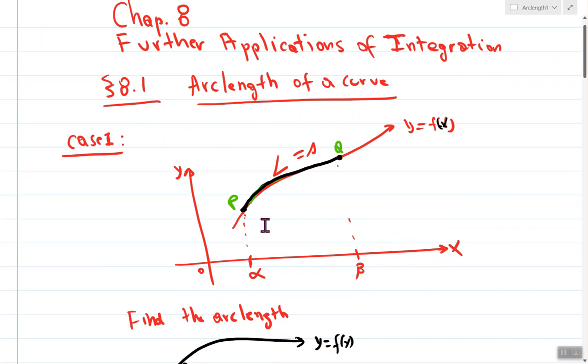The idea is that you'll be given a curve represented by y equals f of x, and that curve is going to be between point P and then point Q, which is basically the curve over the given closed interval alpha to beta. So the question here is to find how long is this arc length, how long is this curve, or this piece of the curve. So that's the question.